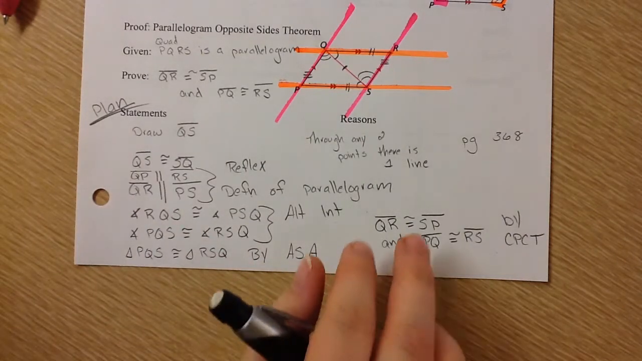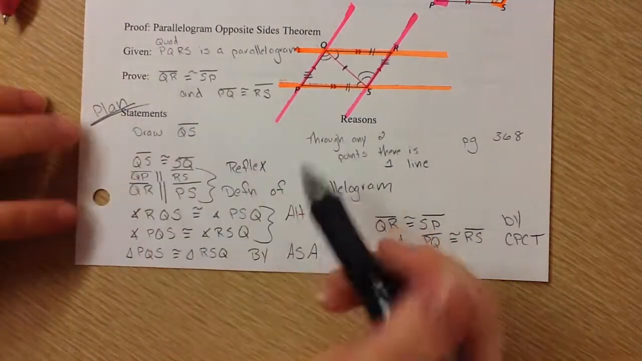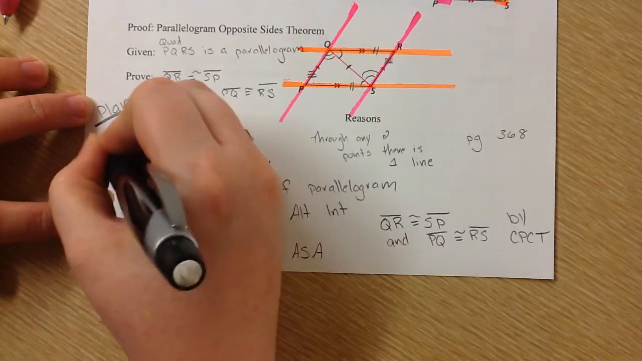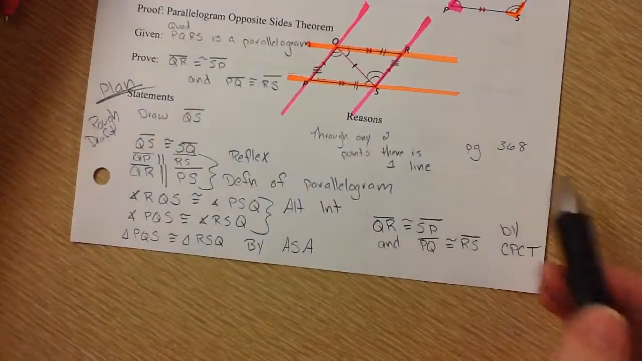That's our basic plan. We'd want to neaten that up. Again, this is our rough draft. If you want to see the final pretty copy, see page 368 in your book.